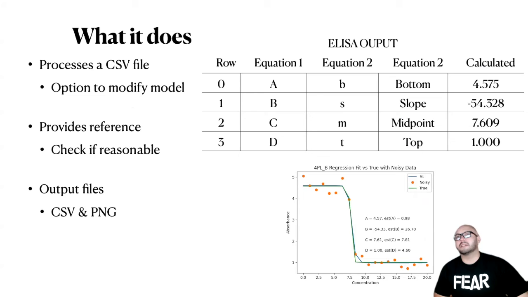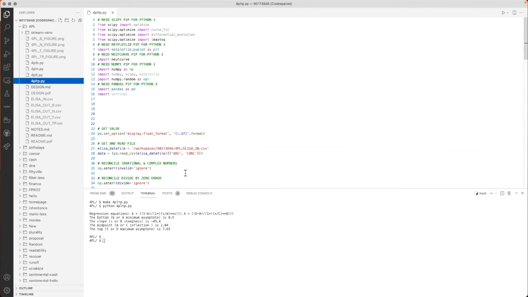Lastly, what it does, very quickly: it takes data that's input from the ELISA assays that are processed, prints the coefficients for bottom, slope, midpoint, and top, and provides the model data in a PNG file and coefficients in a CSV file. We have our program here.